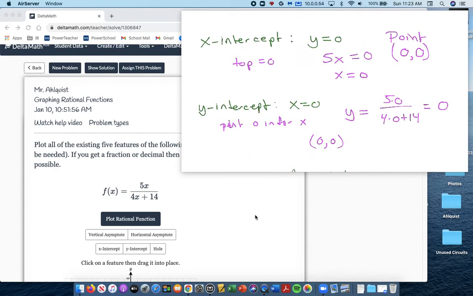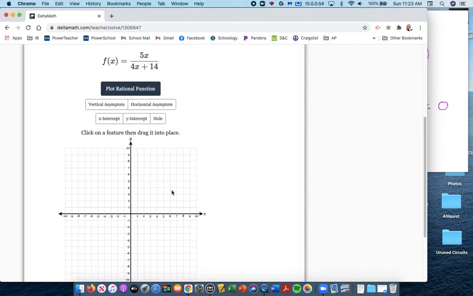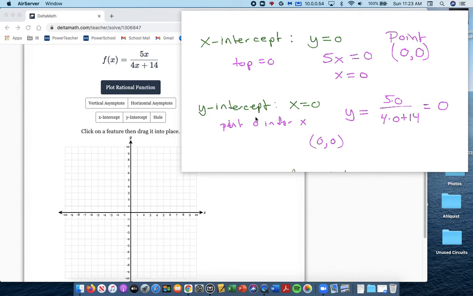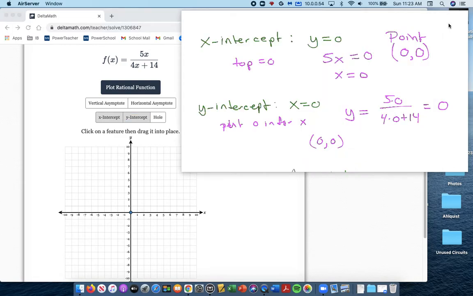So the first thing, if you look back to what we have, it's going to be hard because I'm going to keep on clicking back. So the X-intercept is, if I click on the X-intercept, you'll get a little point. I can drag that point to my X-intercept, which was 0, 0. The Y-intercept, I can drag that point to 0, 0. So I drag both the Y-intercept and X-intercept to 0, 0 because that's what I found.